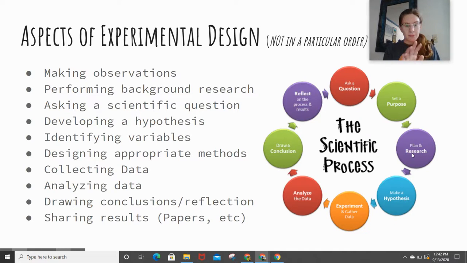So this process, it isn't always like this. Sometimes you reflect and you're like, oh, we got to go back over here. Or you find something out and then you have to go backwards. All right.